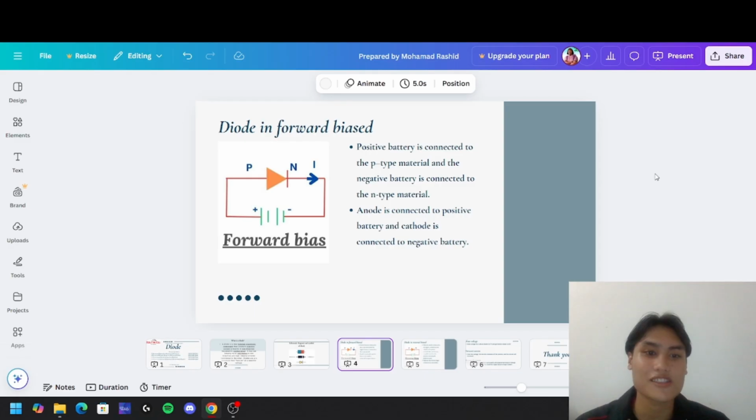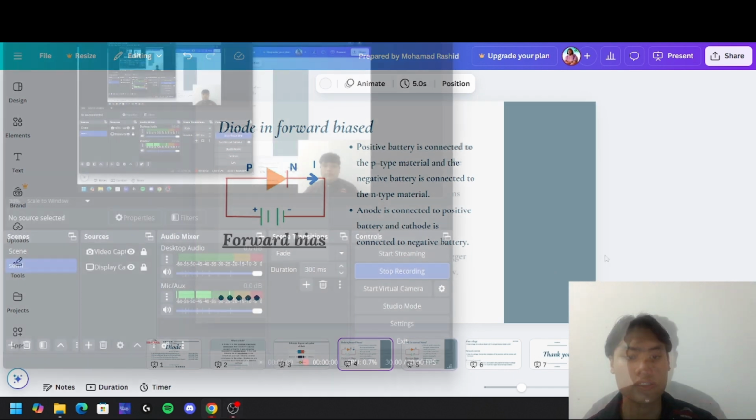Next, I will explain the diode in forward bias. The positive battery terminal is connected to the P-type and the negative battery terminal is connected to the N-type. The anode is connected to the positive battery and the cathode is connected to the negative battery.